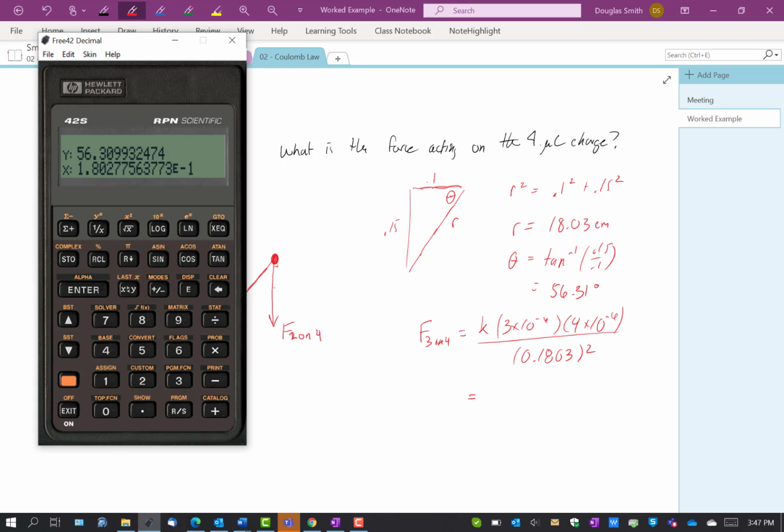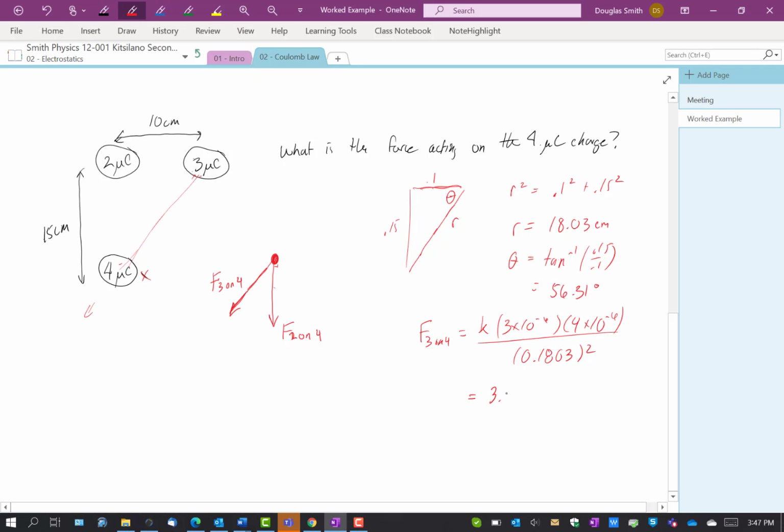So I'm going to go 9 times 10 to the power 9, 3 times 10 to the negative 6, multiply, 4 times 10 to the power of negative 6, multiply. And now I'm going to divide by that. So I'm going to square this. That's the 18 centimeters, so I'm going to square it, divide, and I get 3.323. And this is the angle.